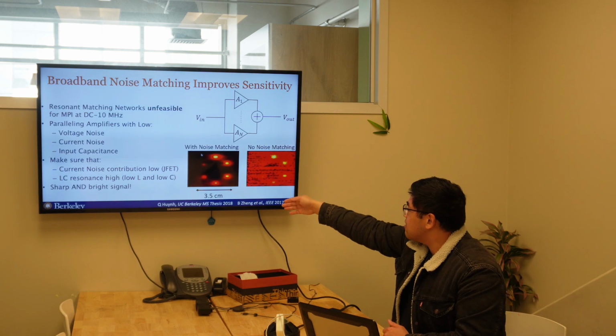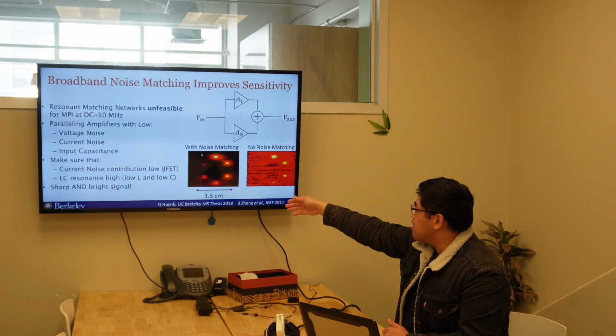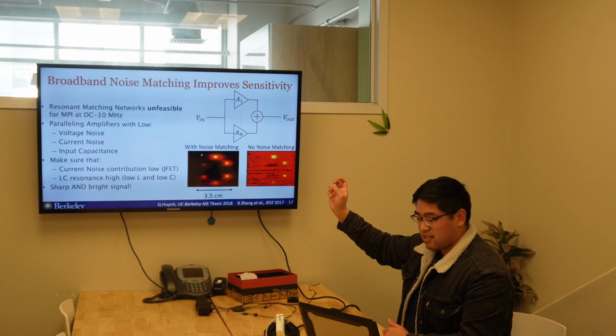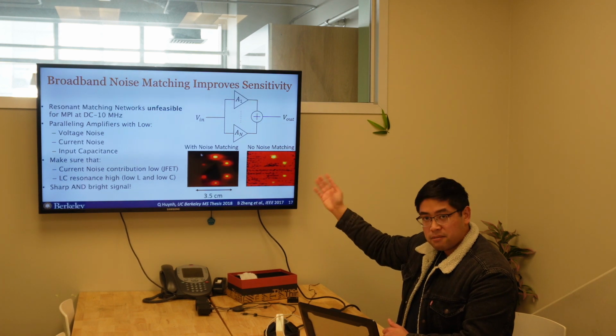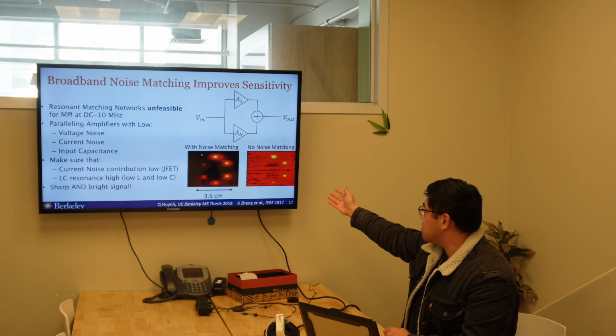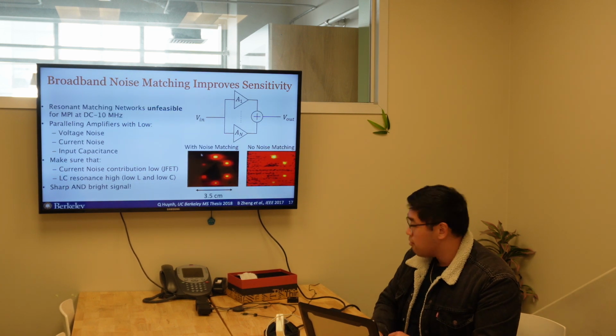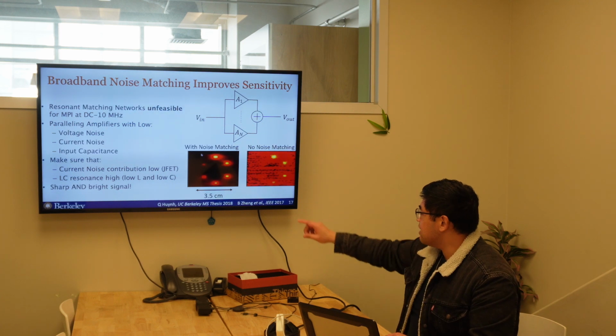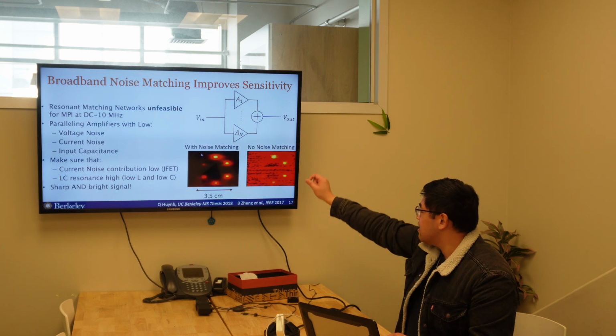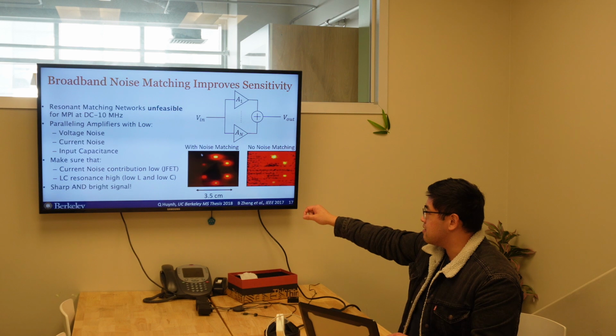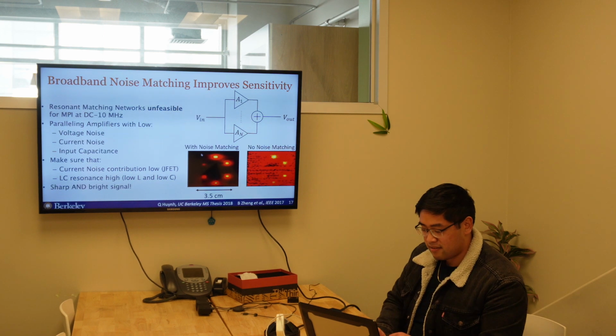On the left here, we see with noise matching techniques, we get a much brighter signal relative to the background, whereas on the right, we have a relatively noisy signal. And this is a hexagonal phantom with different spots of particles at different concentrations.